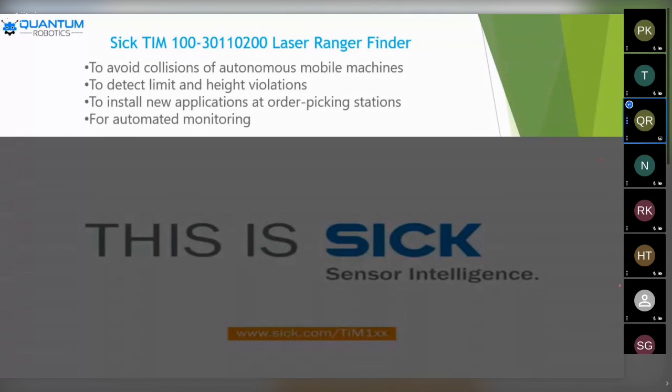When we lift heavy objects, at what distance does the object have to be stopped, and how much distance has been calculated over there? All these things can be handled by the SICK sensor.